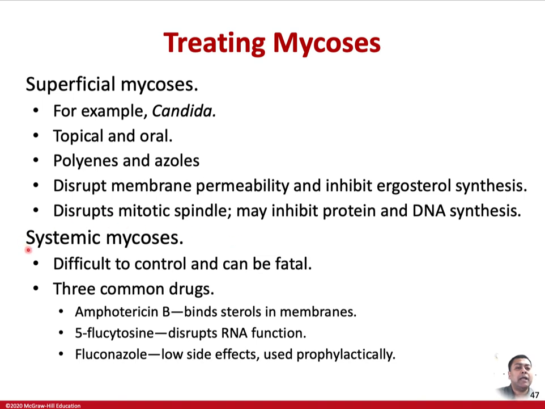On the other hand, systemic mycosis is much more difficult to control, and it could be fatal as well. This is much more common in AIDS patients. For these, there are 3 common drugs. One is amphotericin B. This binds to the sterol and disrupts the membrane integrity. There is flucytosine, which disrupts the RNA function in the fungus, as well as fluconazole, with a low side effect profile, which is used mainly prophylactically as well.